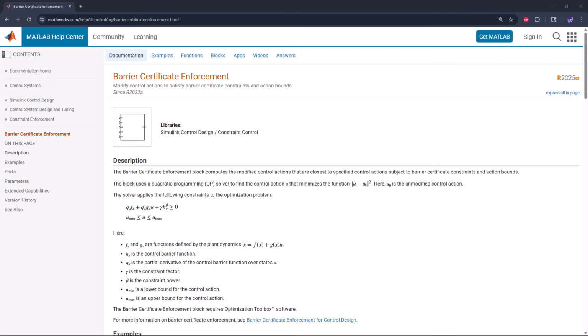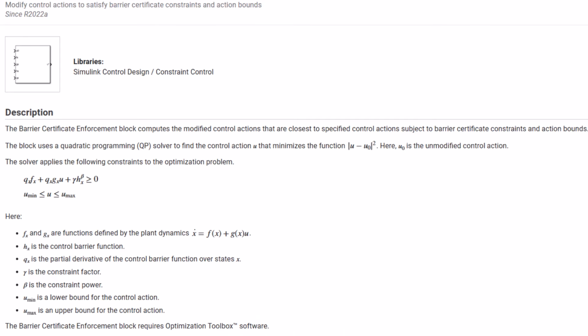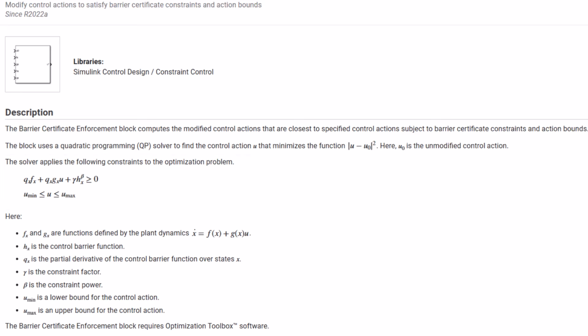The block works by using a quadratic programming solver, or a QP solver, that applies the following constraints to solve an optimization problem and find an optimal control action that is close to the nominal control action, which won't make the system violate constraints. So let's break down the math here. The second constraint that you see here is the action bound limits for the actuators. The first constraint here, let's see how we can set that up.